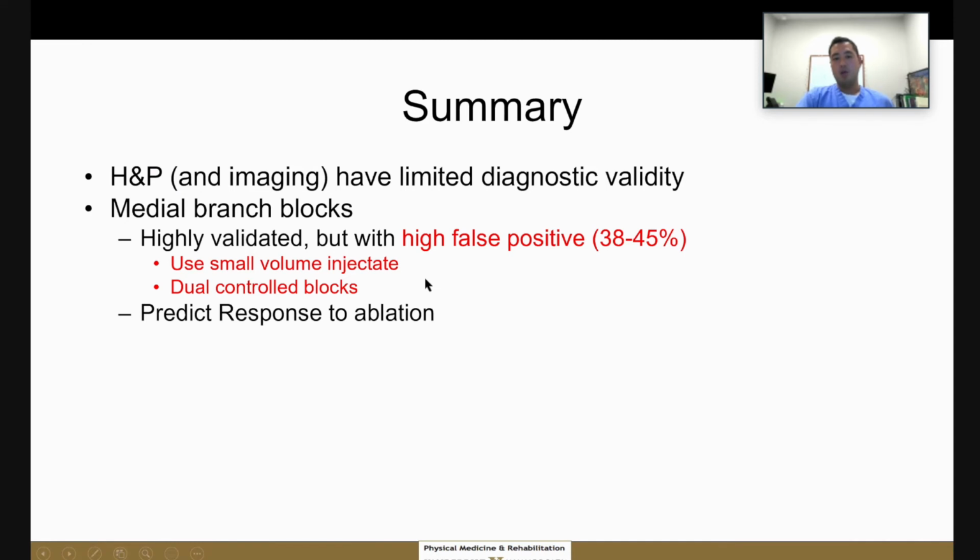And so we know that if you just do 1 medial branch block, there's a high false positive rate, around 40%. And so that's why we do 2 medial branch blocks, so we're not taking patients with a false positive response to a medial branch block to an ablation.